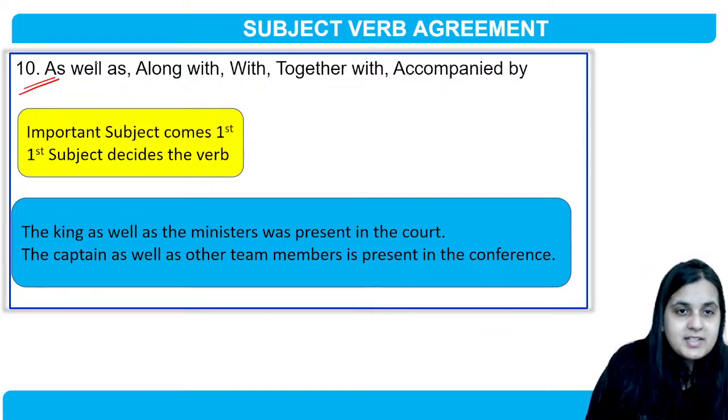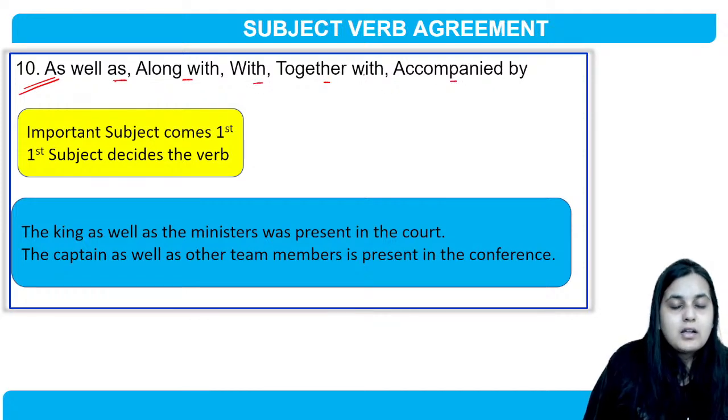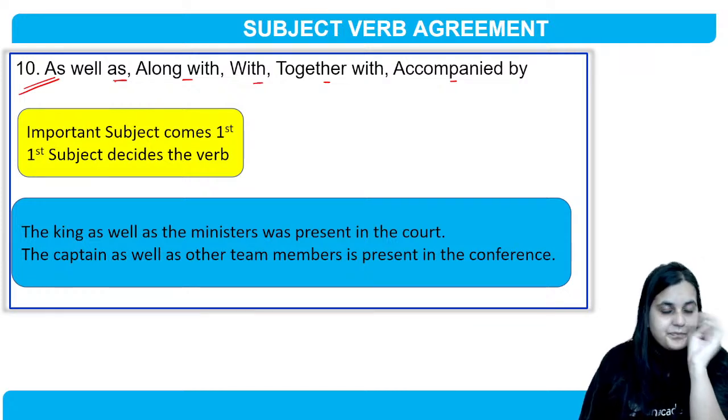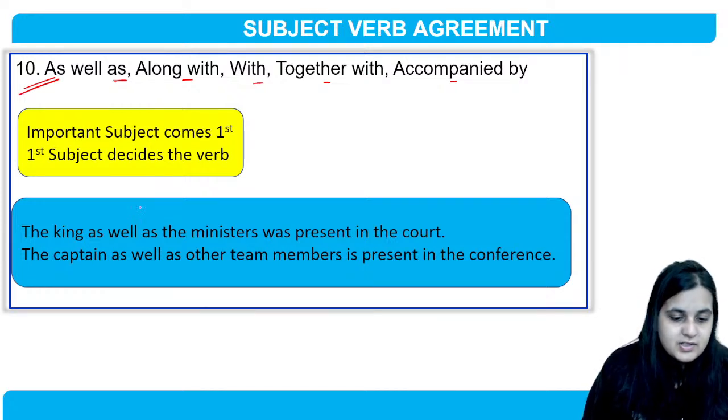Okay, now listen to this, guys. Whenever you connect two subjects with these conjunctions, as well as, along with, together with, accompanied by, whenever you connect it with these conjunctions, please remember that the important subject comes first. For example, if I say king and ministers, king is important.